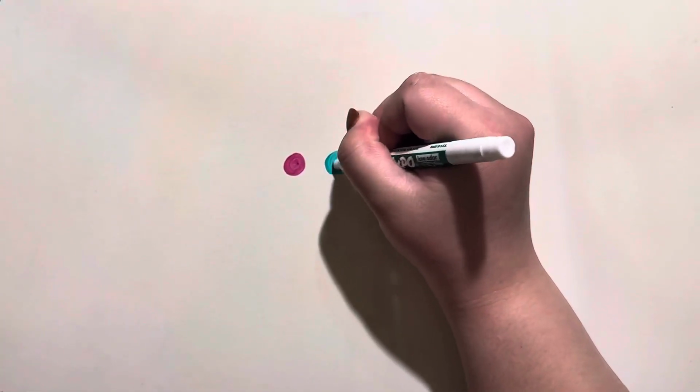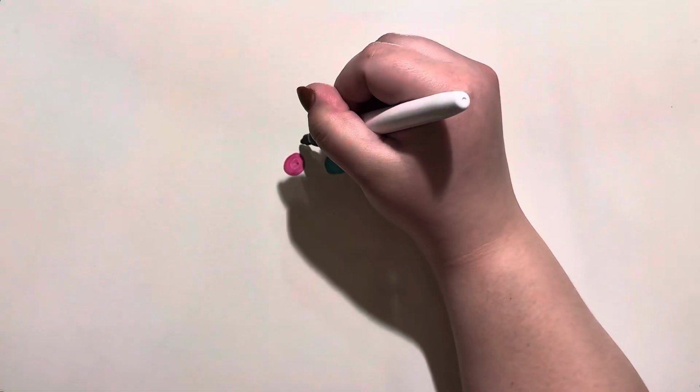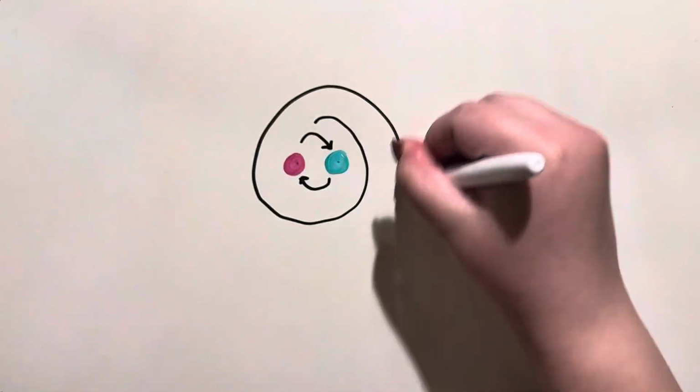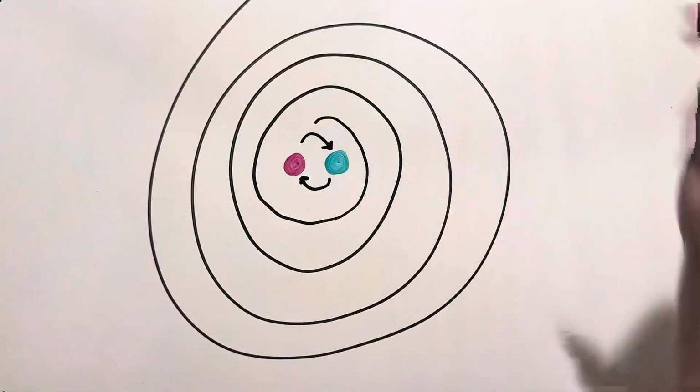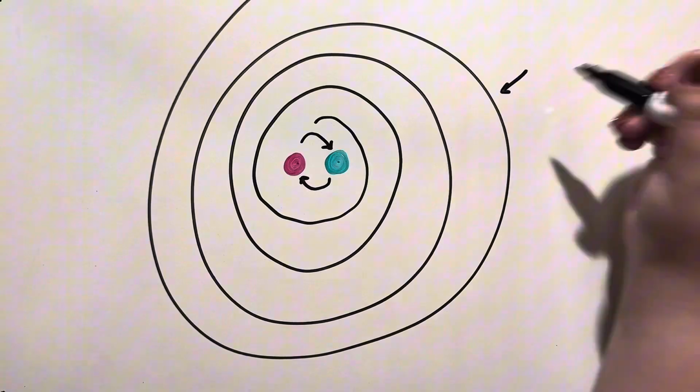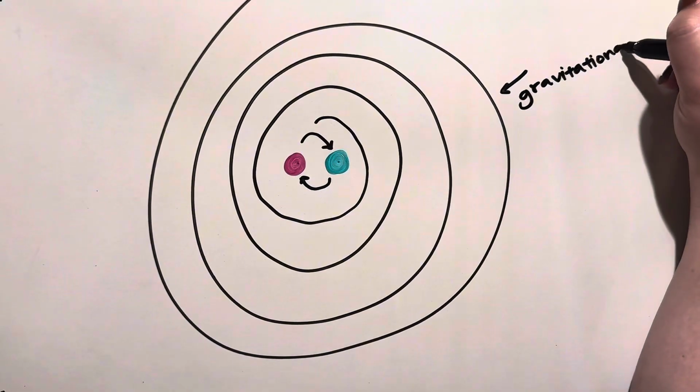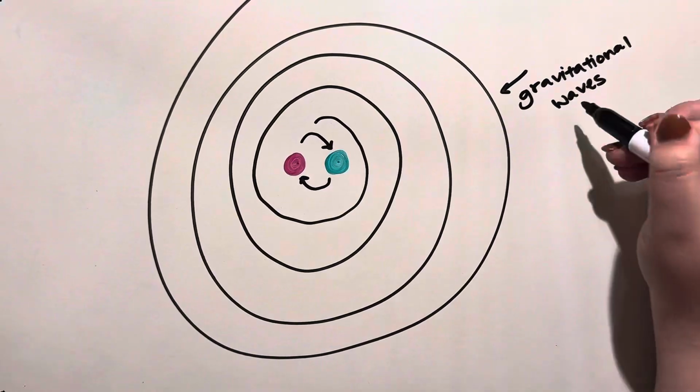According to the theory of relativity, massive objects like black holes or neutron stars warp spacetime, which is the four-dimensional fabric of the universe. When two such heavy objects orbit each other or collide, they disturb spacetime in a way that sends out waves, distortions propagating through the fabric itself. These are called gravitational waves.